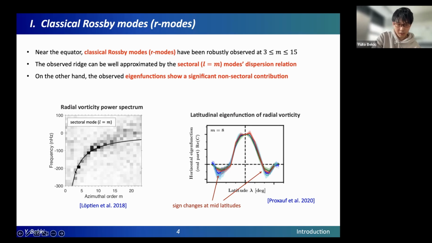Even though the dispersion relation shows the sectoral mode, when you look at the latitudinal eigenfunction of the observed Rossby modes, you can see that the eigenfunction peaks at the equator, then changes sign at middle latitudes, and then decays. This means that the solar Rossby modes also show some non-sectoral contribution, represented by these sign changes of the eigenfunction at middle latitudes. And so the theory needs to explain these observations.